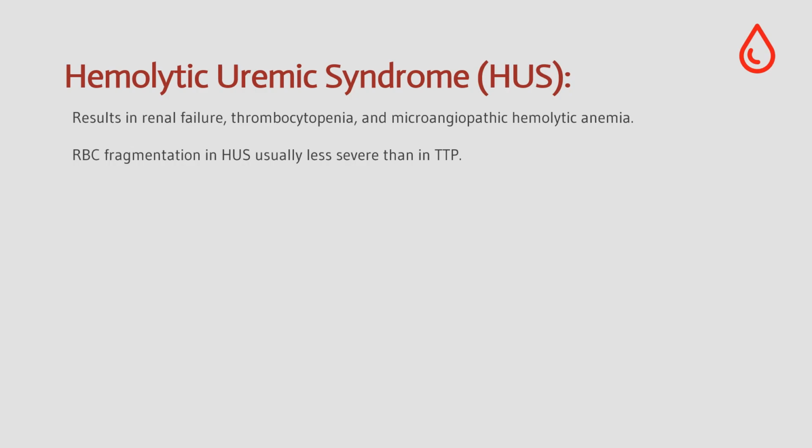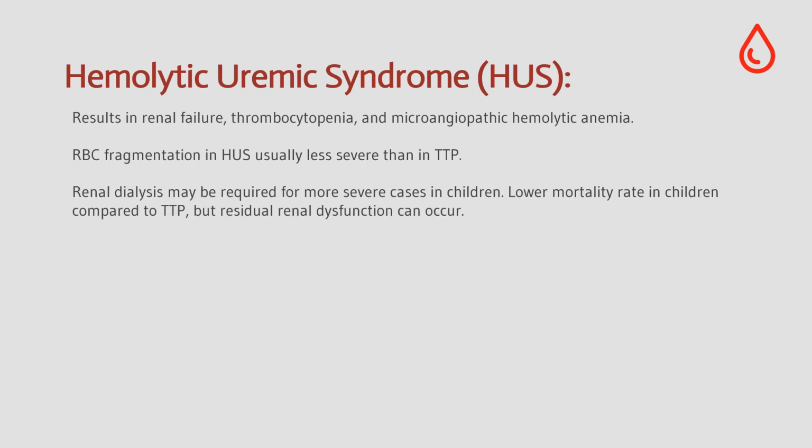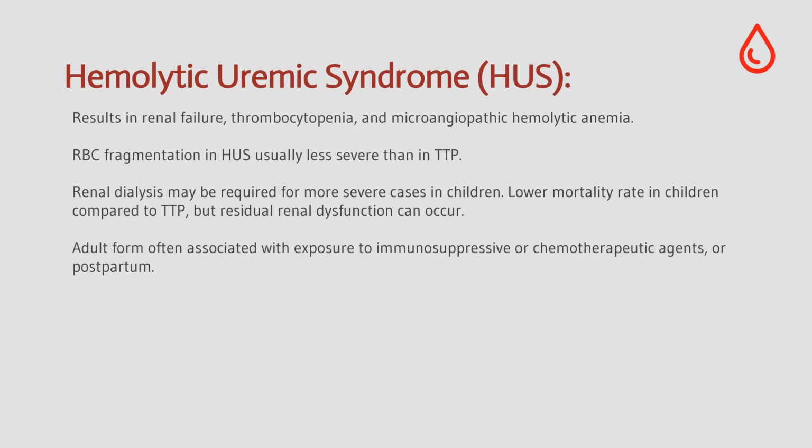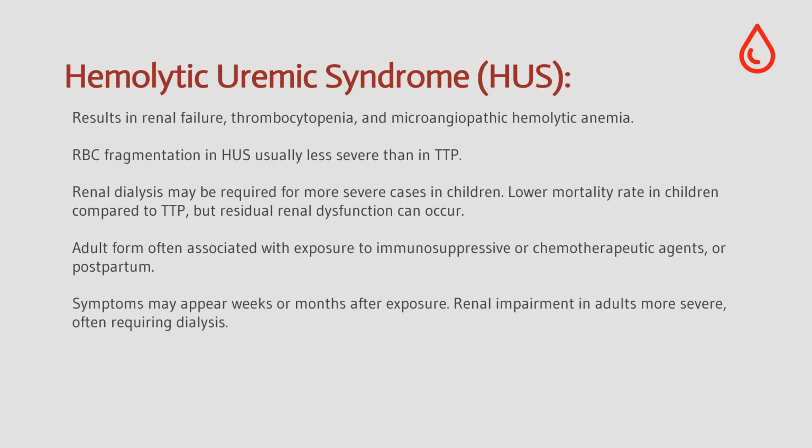RBC fragmentation in HUS is usually less severe than in TTP. Renal dialysis may be required for more severe cases in children. There is a lower mortality rate in children compared to TTP, but residual renal dysfunction can occur. The adult form is often associated with exposure to immunosuppressive or chemotherapeutic agents, or postpartum. Symptoms may appear weeks or months after exposure.